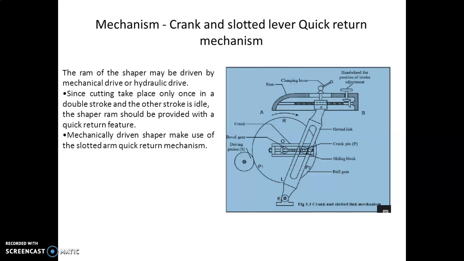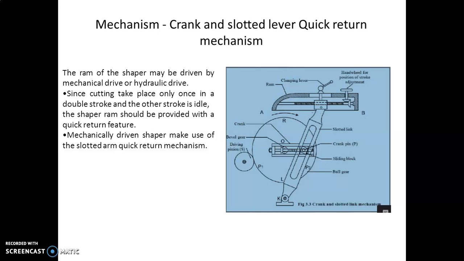The slotted arm is pivoted at its lower end to the column, and its upper end is connected by a link to an adjustable ram block which is secured to the ram. Power from an electric motor is transmitted to the bull gear through gears and bull gear pinion.